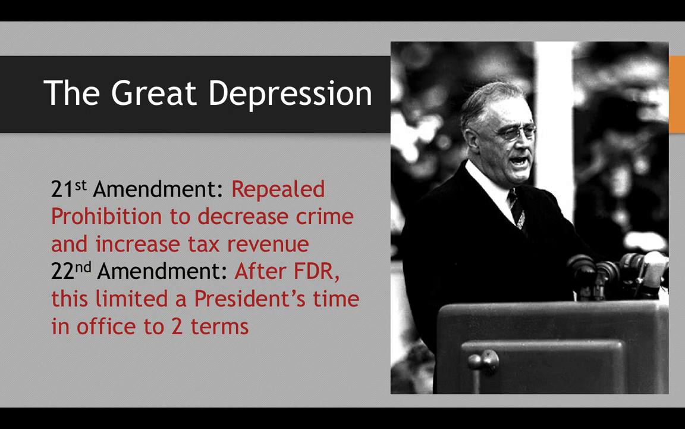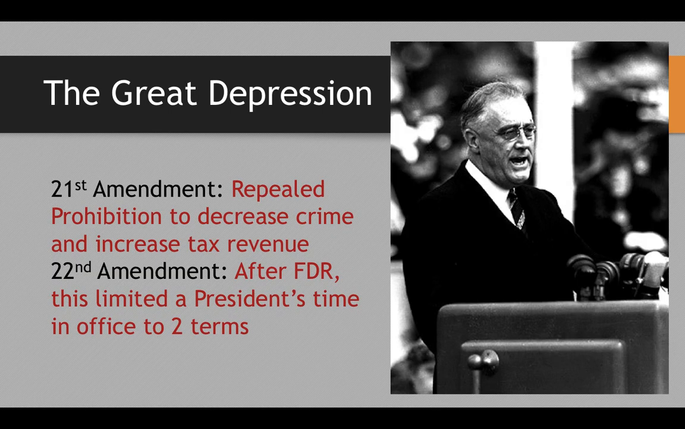A couple more things here, we're almost finished. The 21st Amendment repealed Prohibition, and the reason why FDR signed this amendment and supported it was because he needed to increase tax revenue to the government in order to fund his New Deal. All right, and since people were drinking just as much during Prohibition, he said, let's just end it. That way, people can start buying alcohol legally, and we can get money from tax revenue. So the 21st Amendment ended Prohibition, and the 22nd Amendment came after FDR died, and this limited a president's time in office to only 2 terms.